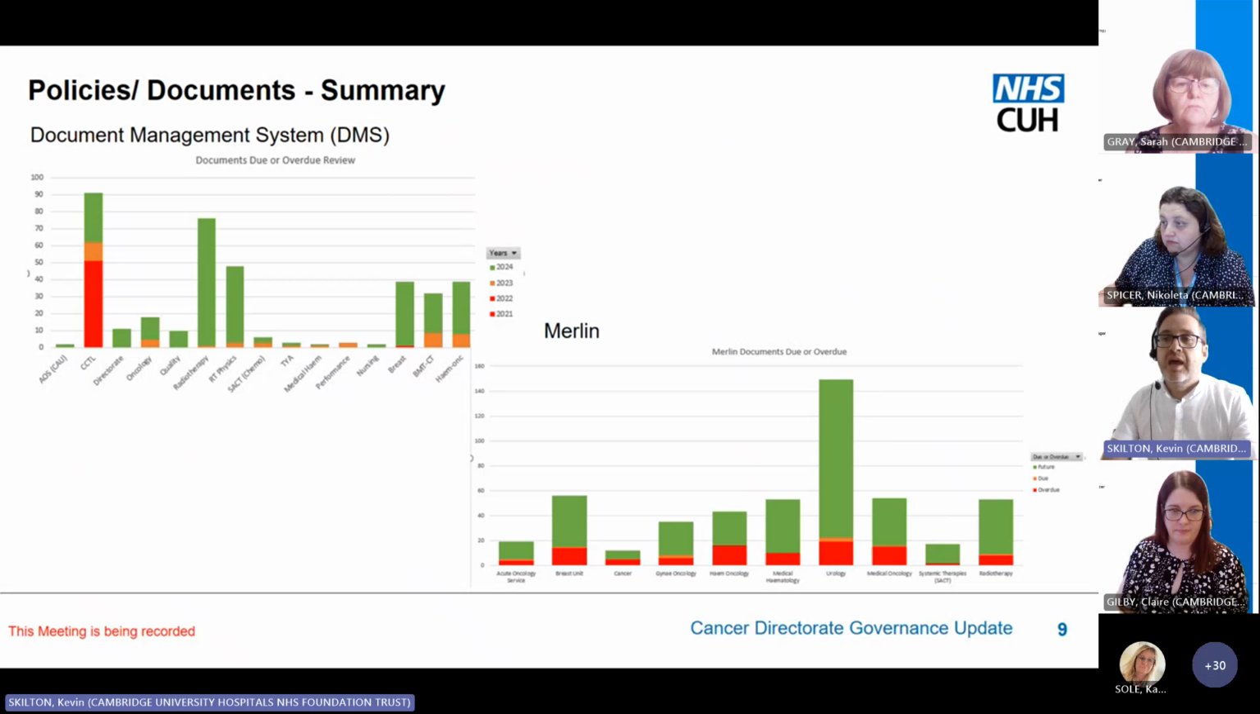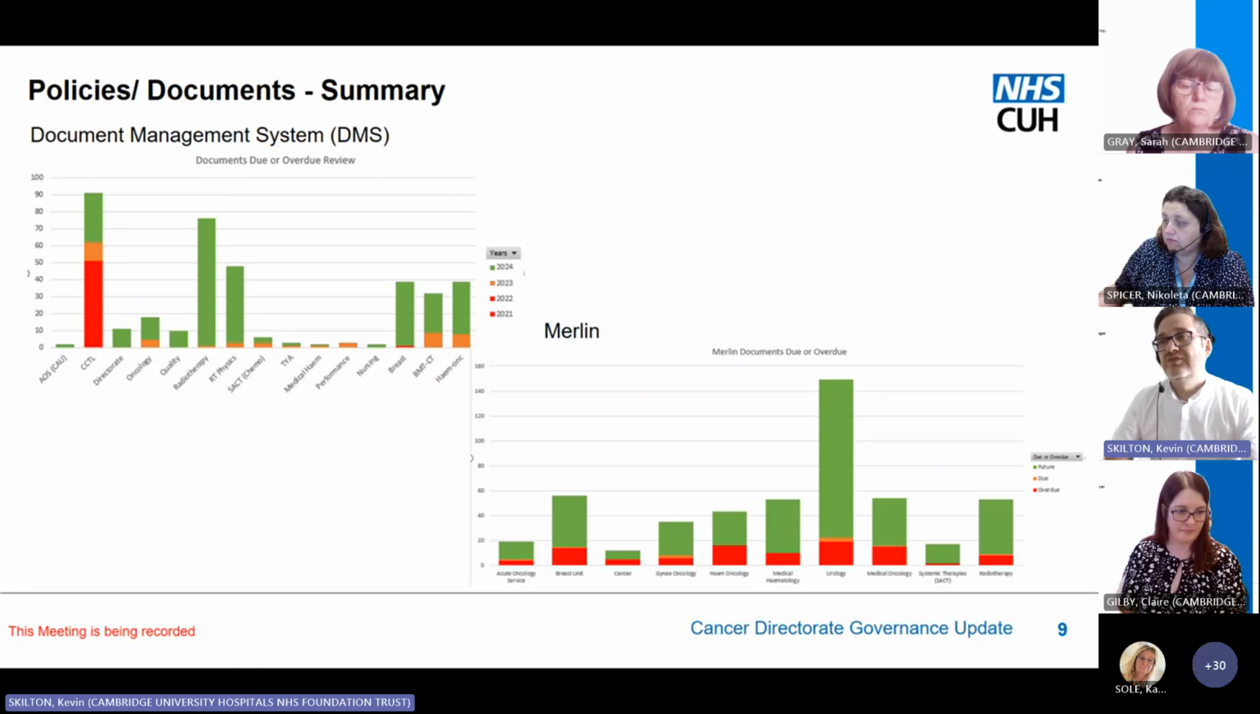Documents and policies, I will just highlight CCTL, who I remember Sarah highlighted to me last time we did this, and the number of documents overdue review were well over 100, and it is now down to the 90 mark. So well done CCTL for getting those under review and getting them done. She said we'd see that come down dramatically, and we have.